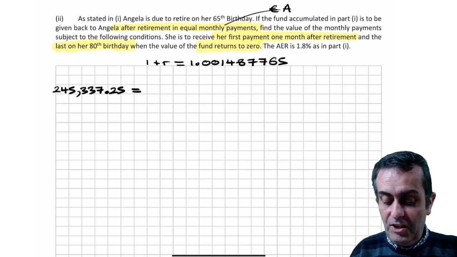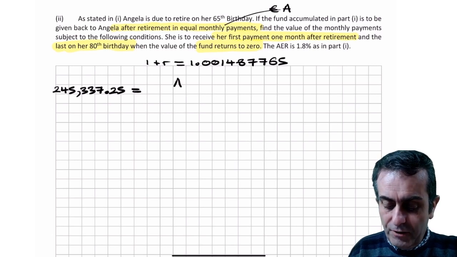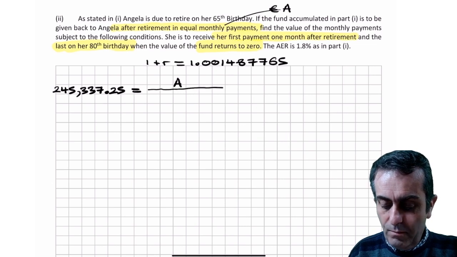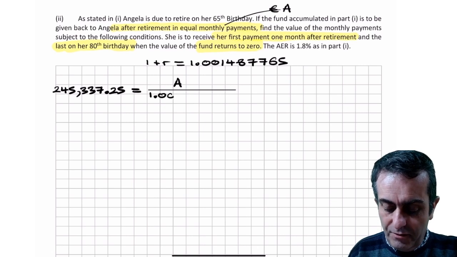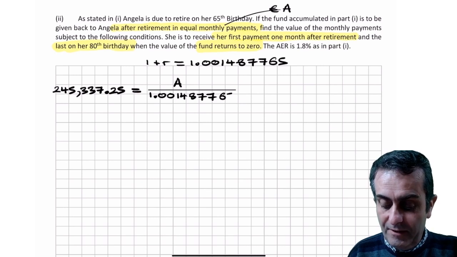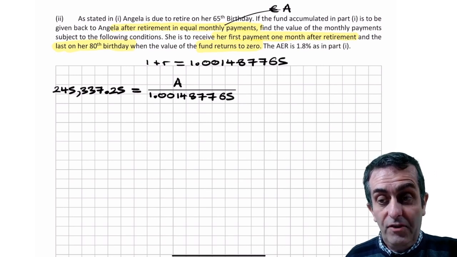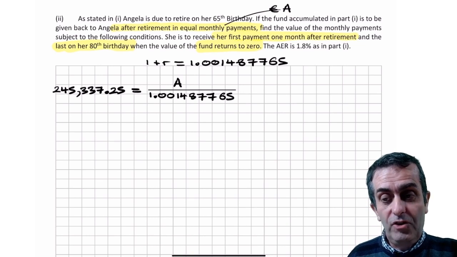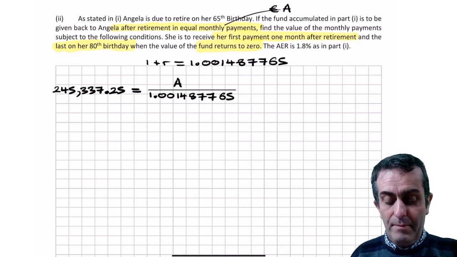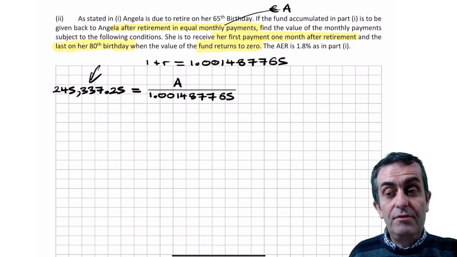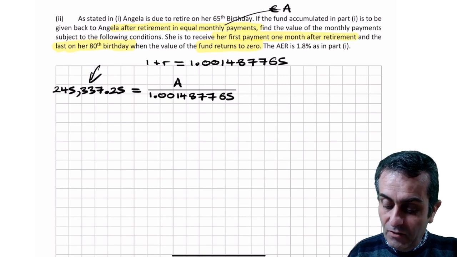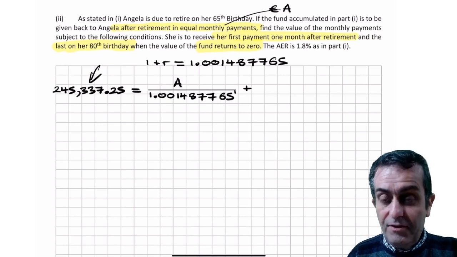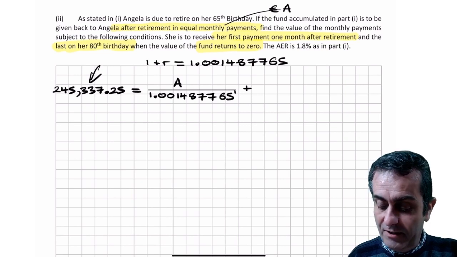Because the fund is going to decrease, we know we should be dividing. So the first payment that Angela receives is 1 month after she retires. So that's going to be A divided by, remember, decreasing, divide, increasing, multiply. But this is decreasing, so we divide by 1.00, etc., to the power of the amount of time which has passed since retirement. Remember, this was the value of the fund on retirement day, so that everything is referenced back to the day that she retires. So that's to the power of 1, because she receives her first payment 1 month after she retires.